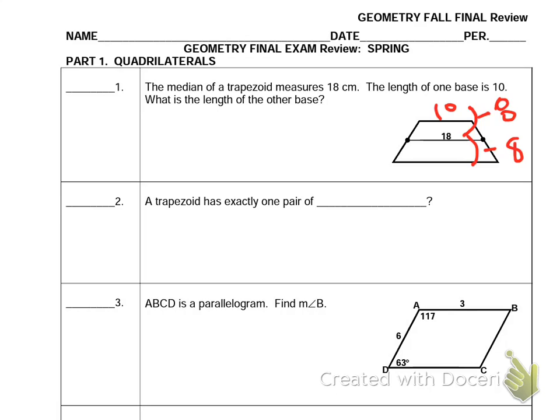Number 2, a trapezoid has exactly one pair of parallel sides. If you look at number 1 here, our parallel sides are our bases.